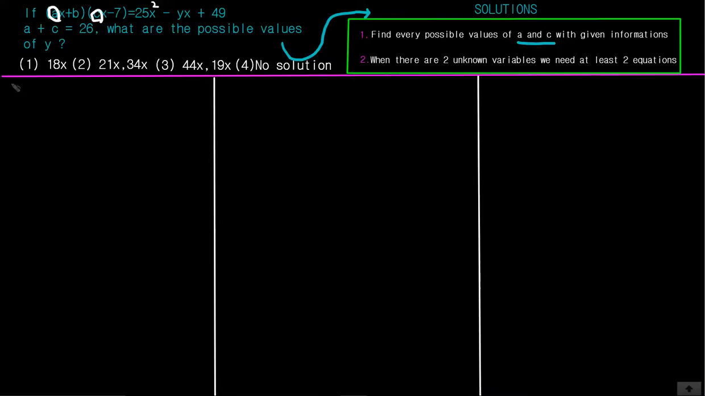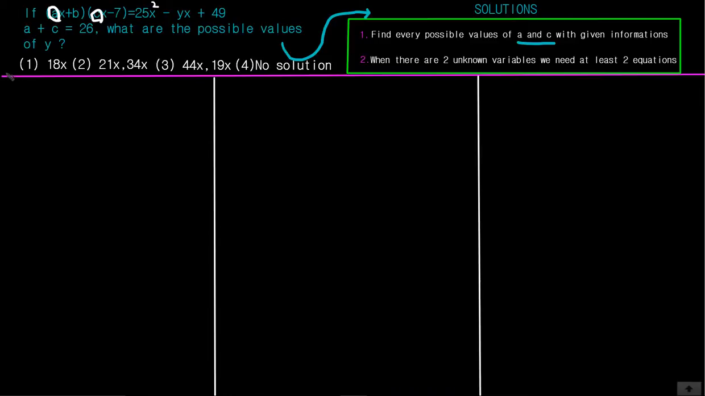The reason is that, let's say there is an equation a plus b is equal to 100. We want to find the exact value of y, but we cannot find it because there are two unknown variables. That means we cannot solve it. We need at least one more equation.